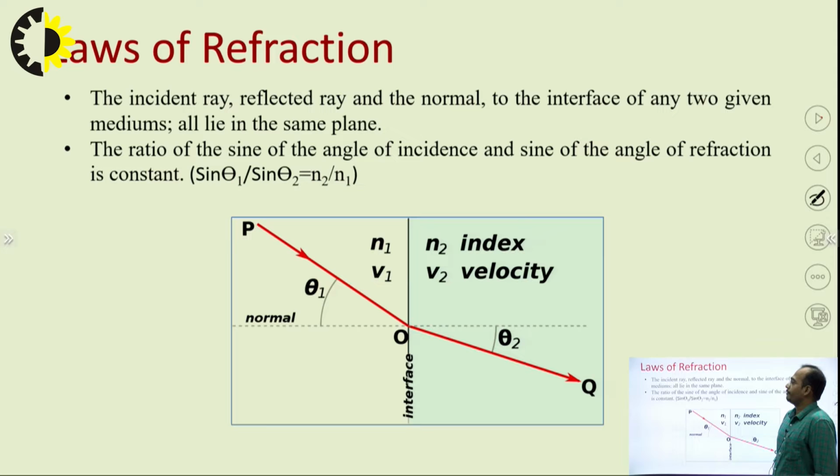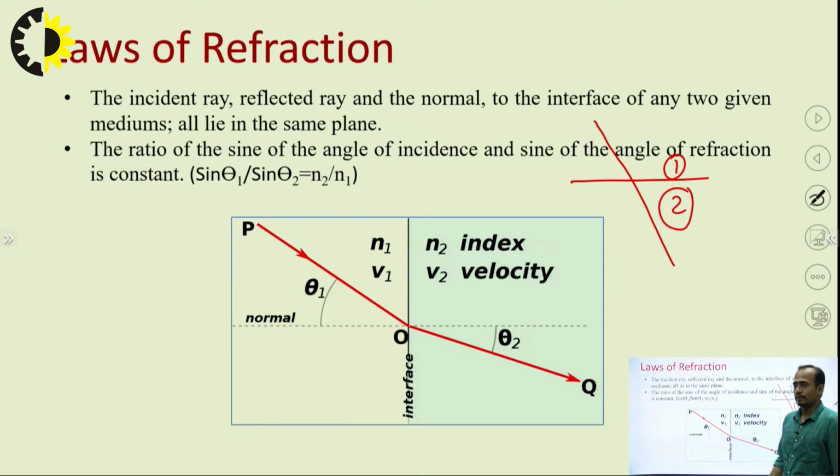Now, what is the law of reflection? The incident ray, reflected ray and the normal to the interface of any two given mediums all lie in the same plane. I have already told you the property of light. If the light is traveling in a homogeneous medium, then it will go in a straight line. Suppose light is traveling from medium 1 to medium 2 and both are the same, then light will go in a straight line.